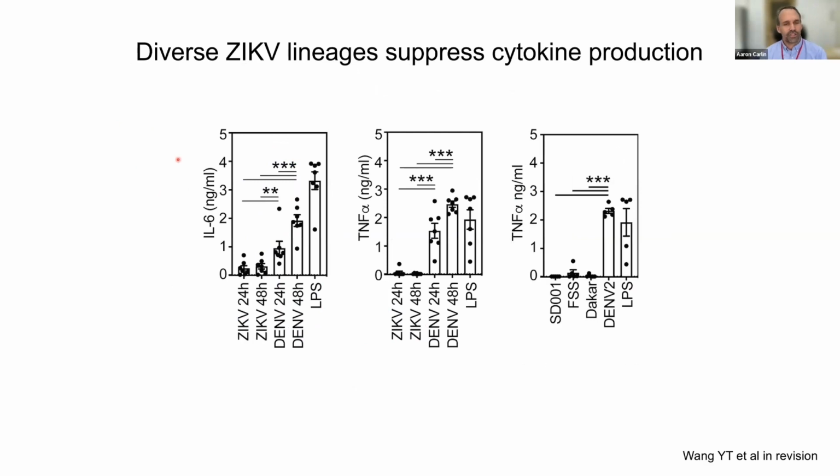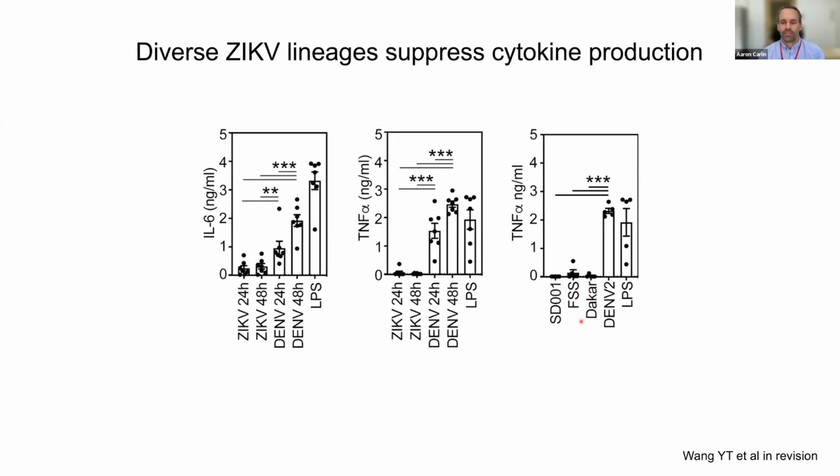That RNA expression is also correlated with the production and release of actual cytokines. So Zika virus infected DCs release very little IL-6 and TNF compared to dengue virus infected DCs. And this is true across Zika virus strains.